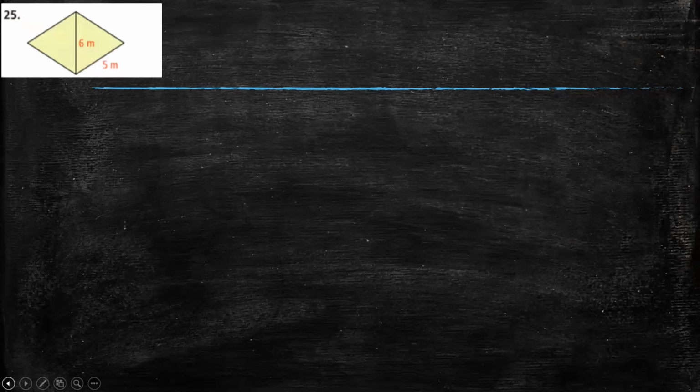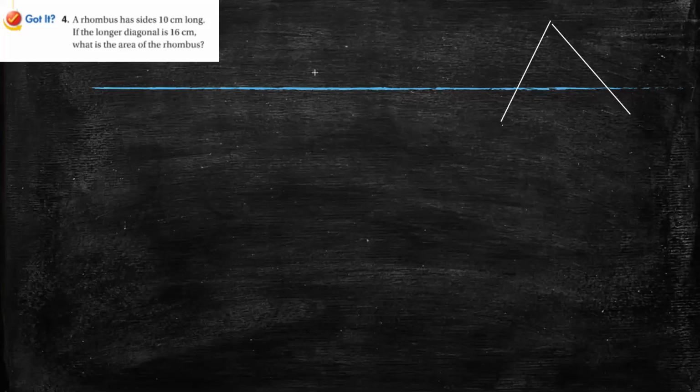Now let's talk about this question here. A rhombus has sides 10. If the long diagonal is 16, what is the area of the rhombus? So here you have this rhombus as you see here. For this rhombus, the sides are 10, so that means all the sides are equal. And the long diagonal is 16. This red one is 16.